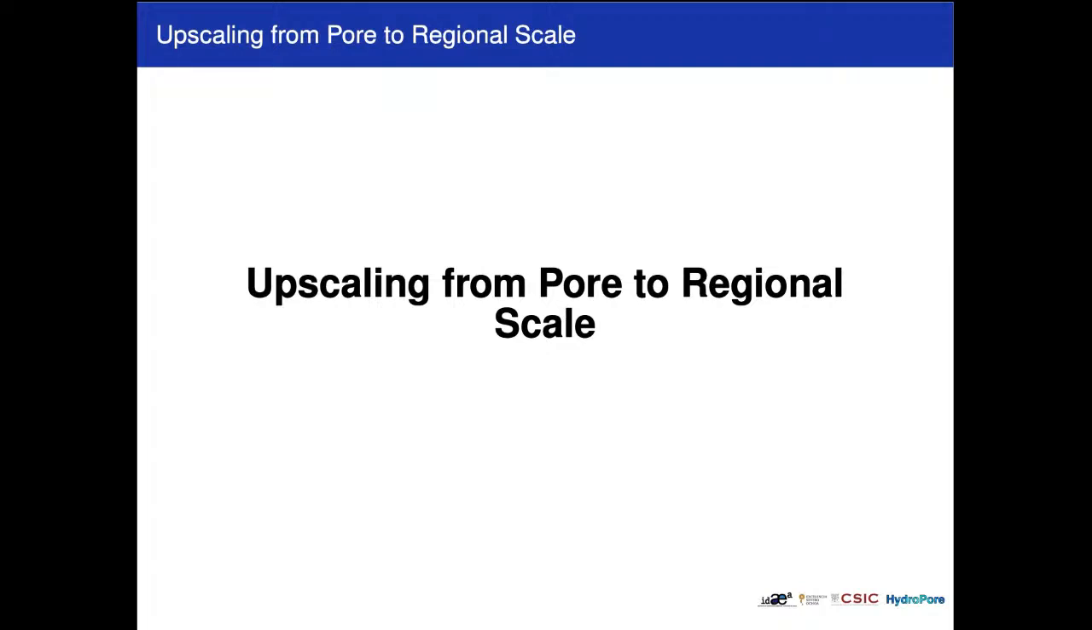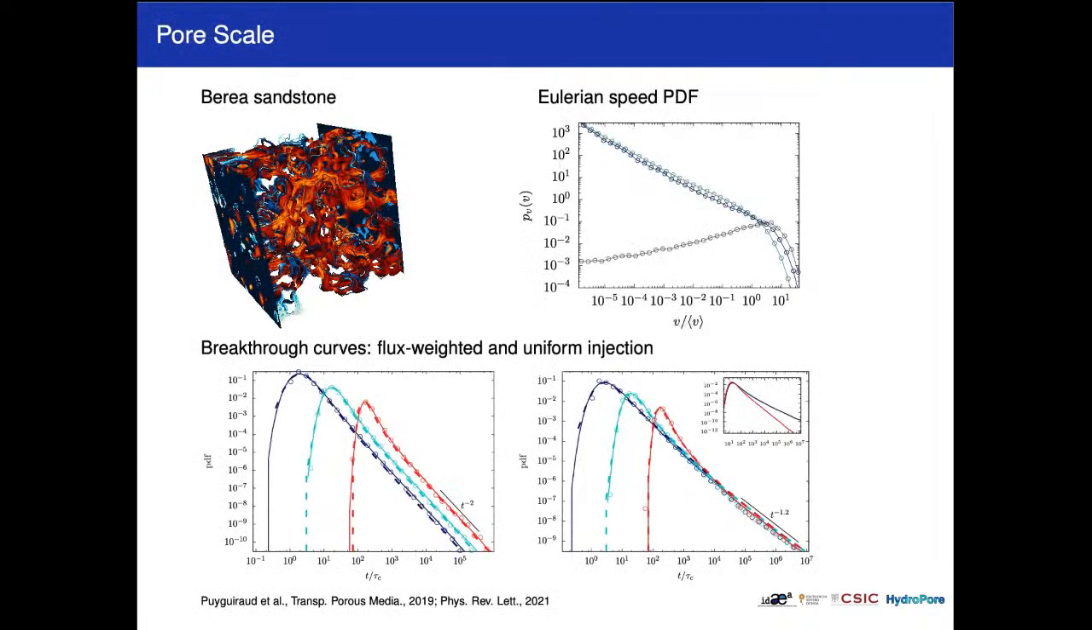Now I want to give you some examples where we use this framework to do upscaling from the pore to the Darcy scale. Here we have this example for Berea sandstone, where we measured the Eulerian speed PDF. And what you see is that we have typically high probabilities for very low velocities. And this, of course, has a large impact on transport, because we can get a lot of retention. So when we look at the breakthrough curves for fluctuating uniform injection, the symbols are the results of the direct simulations, and the lines are the results of this continuous time random walk model that we can parameterize in terms of the Eulerian speed PDF, and that we can condition on the injection conditions. It describes the numerical data relatively well.